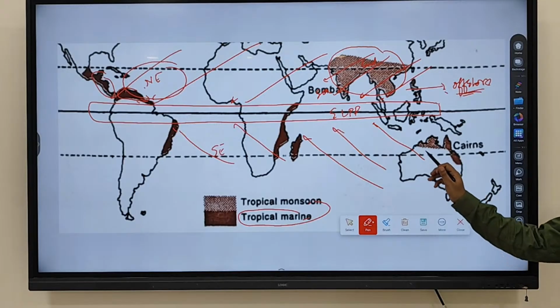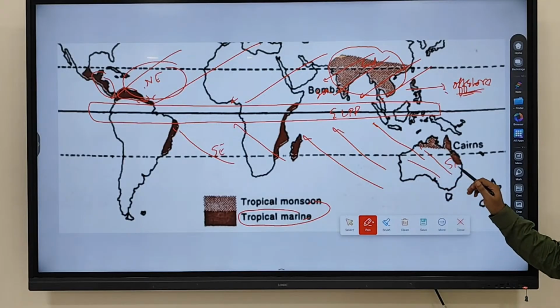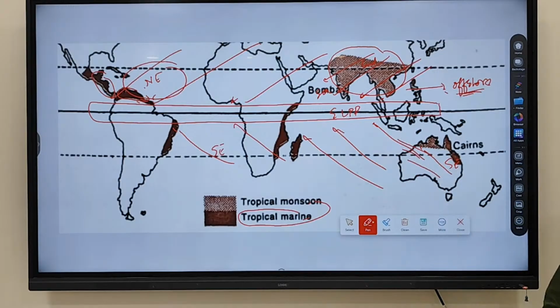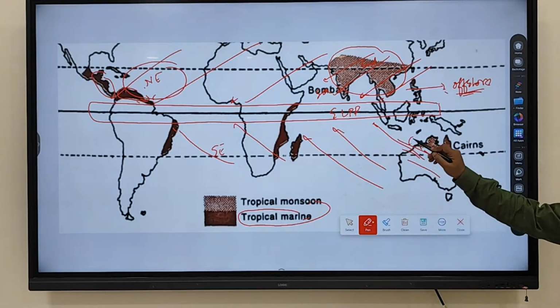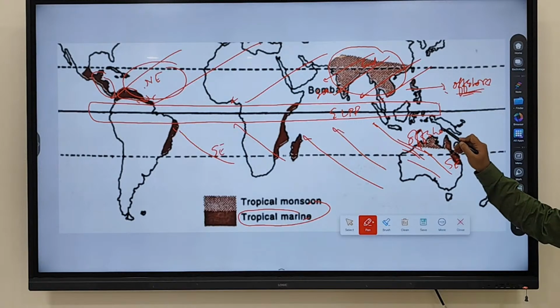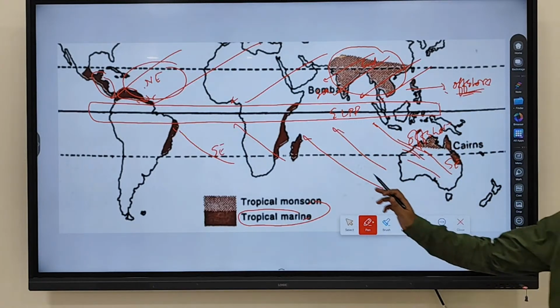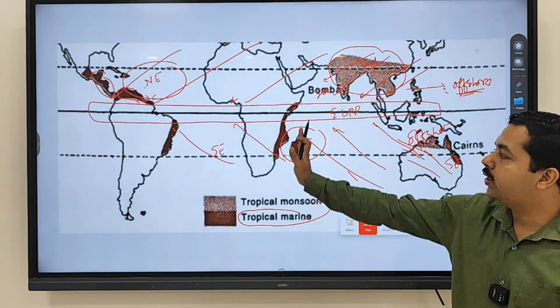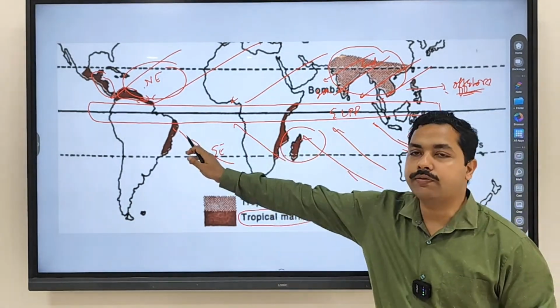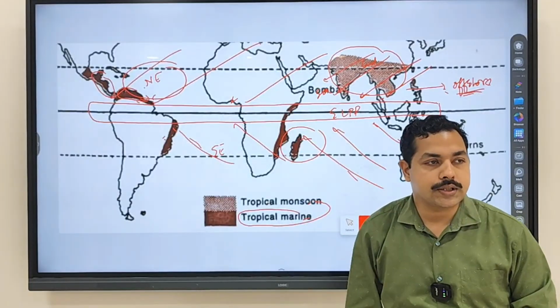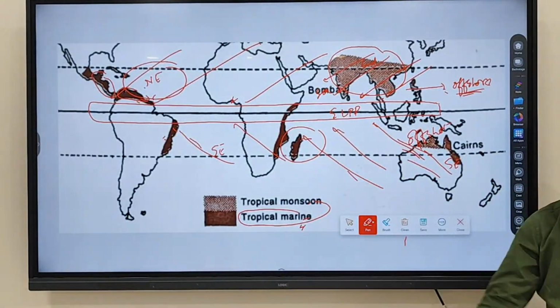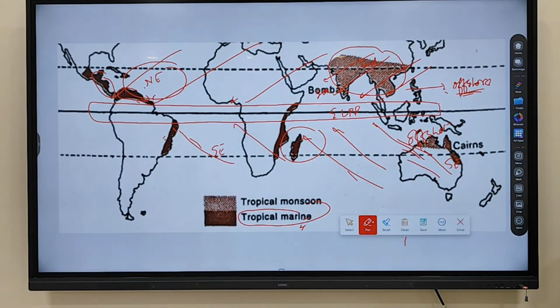Now, talk about the southeast trade wind. When the southeast trade wind is blowing over Australia, which type of wind is it going to be? Offshore wind, moving from land towards sea. But the same wind, when it is moving over here, is picking up moisture and causing rainfall in these regions. So that's why which type of climatic condition is going to be there? Marine type of climatic condition.